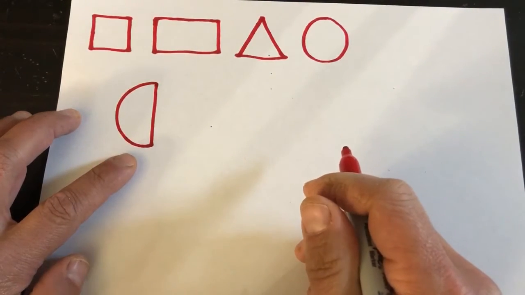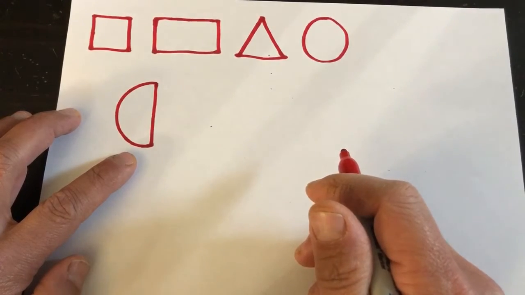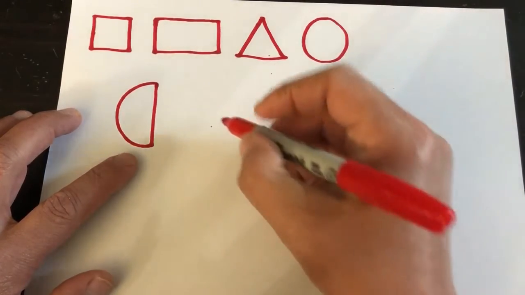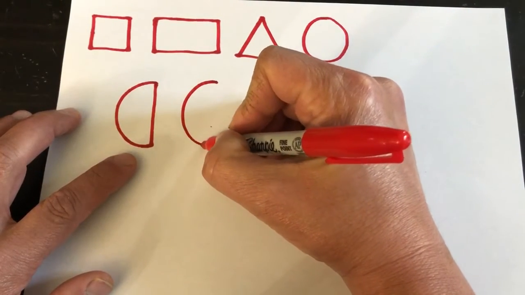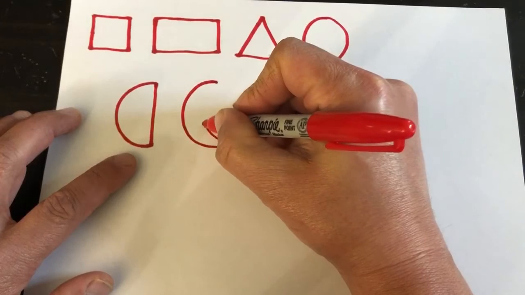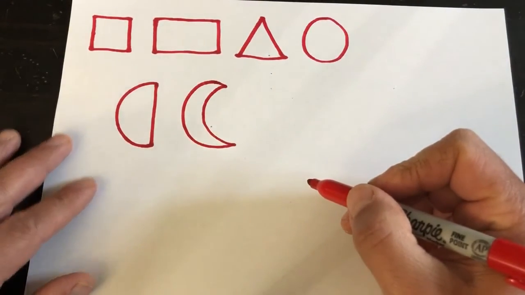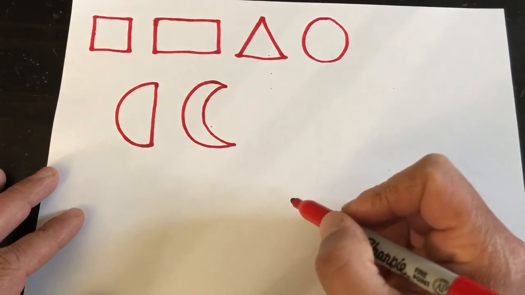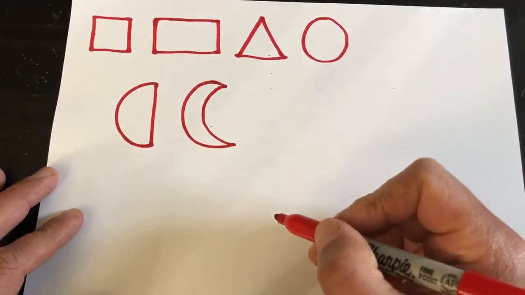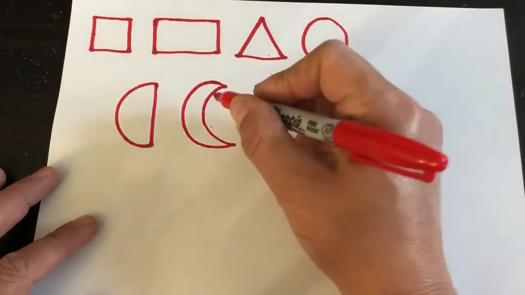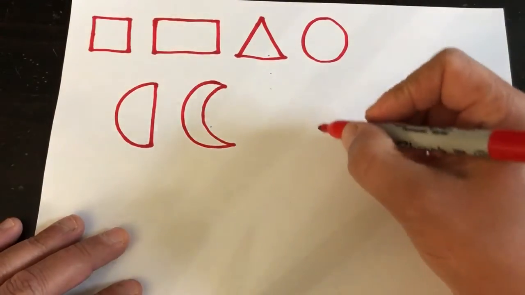This is half of a circle. It is called a semicircle. Say semicircle. Excellent. Now we're going to start with a curve again, but this time we're going to come back in like that and make a crescent. Say crescent. It looks sort of like the moon when it is barely visible. Crescent.